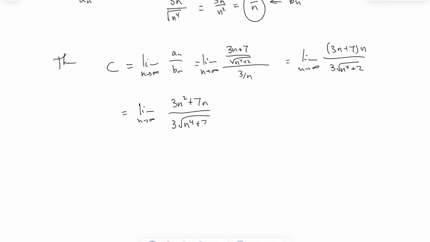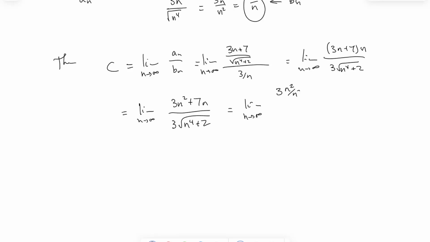n to the 4 plus 2. Okay, I distribute the n on top. What is the highest power of n? I say it is n squared. I see an n to the 4 on the bottom, but that's inside of a square root, so I consider that to be like an n squared. I'm going to divide everything through by n squared on the top and on the bottom.